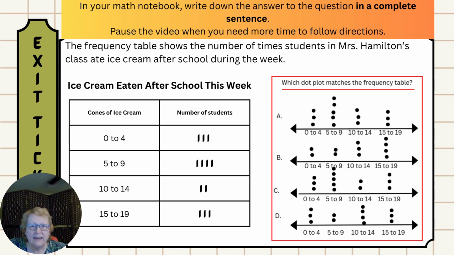This is your second exit ticket for this lesson, and you are to work and complete this in your math notebook independently and on your own. Make sure that you read everything carefully on the screen and follow the same steps that we followed in this lesson before you make your answer choice selection.